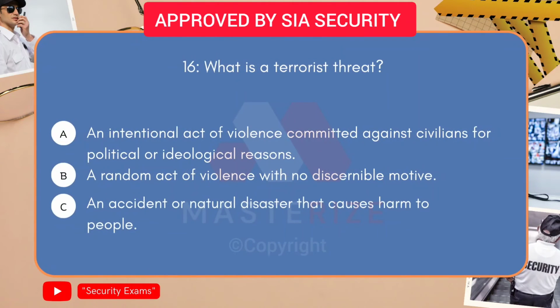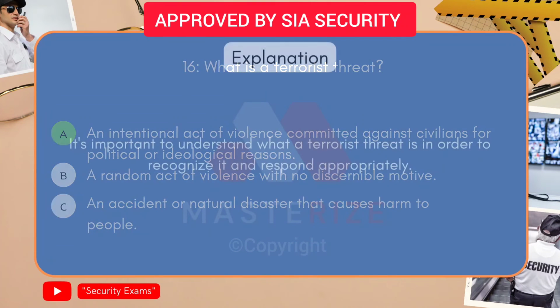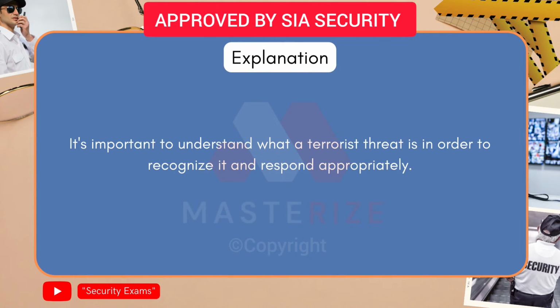What is a terrorist threat? An intentional act of violence committed against civilians for political or ideological reasons. A random act of violence with no discernible motive. An accident or natural disaster that causes harm to people. Answer: an intentional act of violence committed against civilians for political or ideological reasons. Explanation: it's important to understand what a terrorist threat is in order to recognize it and respond appropriately.